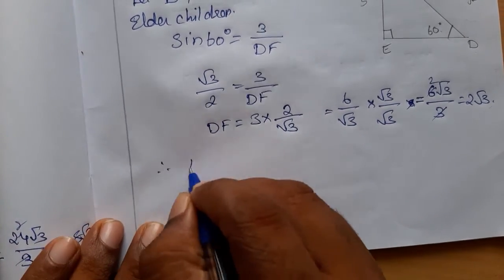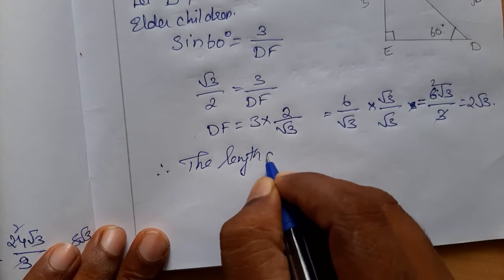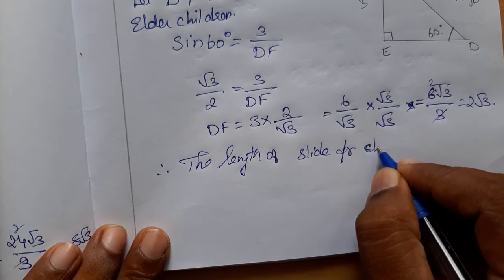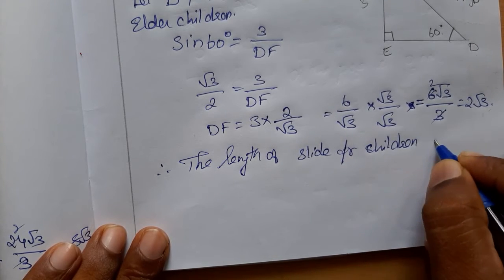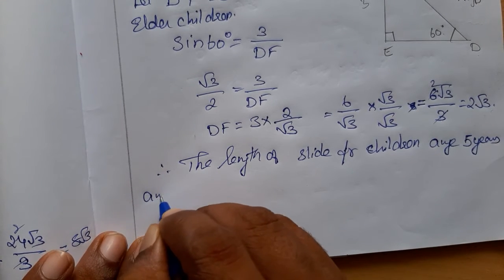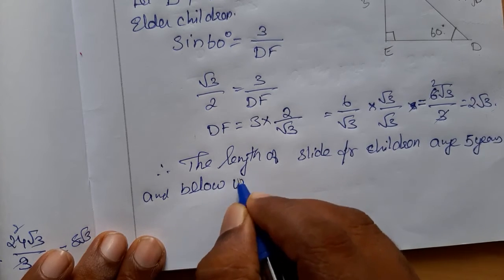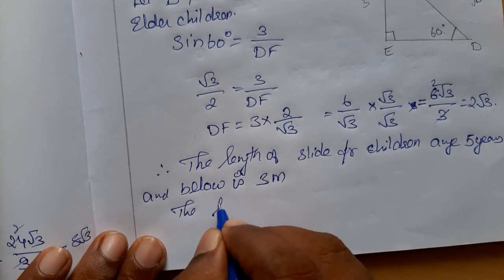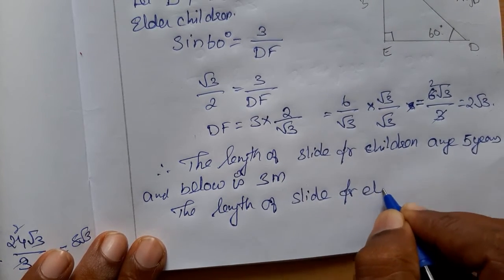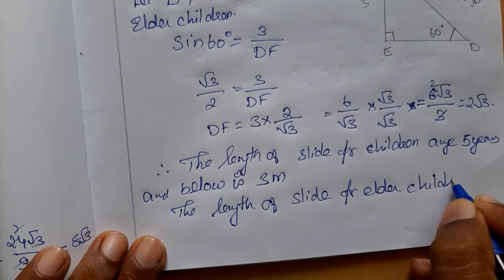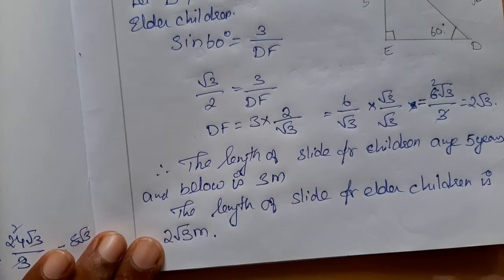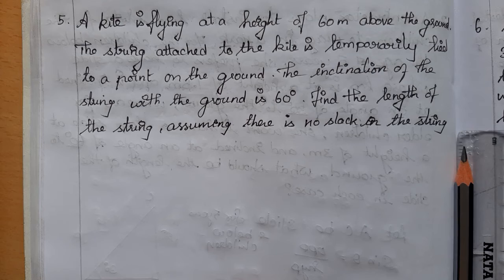So therefore, the length of the slide for children aged 5 years and below is 3 meter. The length of the slide for elder children is 2 square root of 3 meter. Clear? So here we go for the next problem.